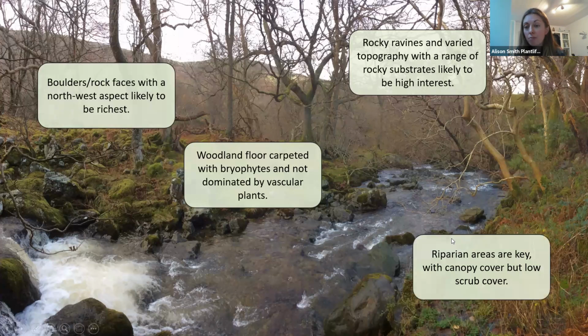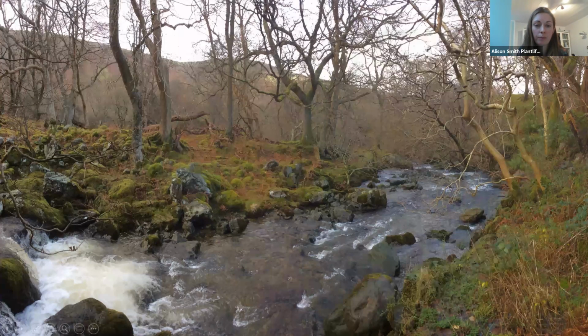And those riparian areas are really key for bryophytes, particularly when we think about climate change. The bryophytes are very, very vulnerable. Some of our rarer oceanic liverworts in particular are very vulnerable to desiccation if we start to have longer dry spells. So having a bit more canopy cover over those riparian areas which are rich for bryophytes is very important.